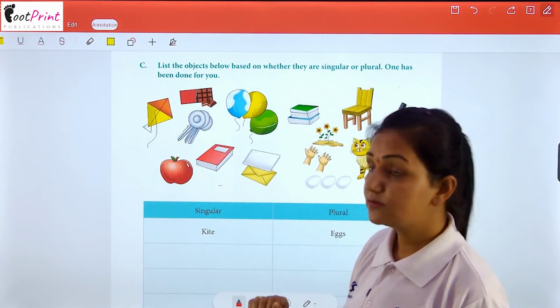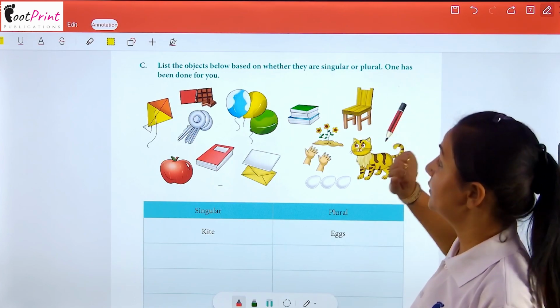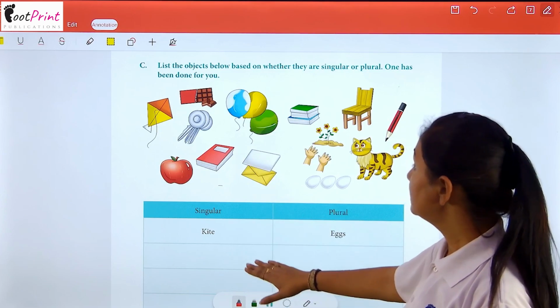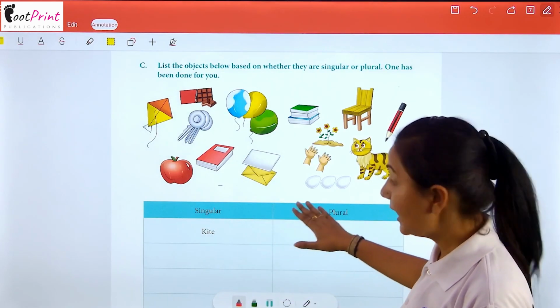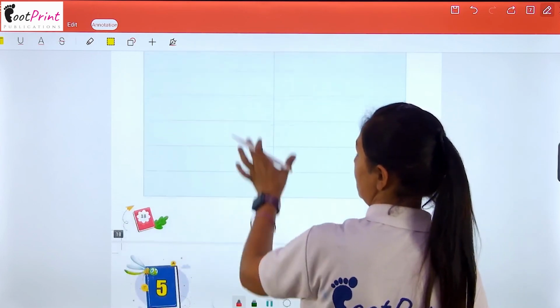Your question number 3. List the objects below based on whether they are singular or plural. One has been done for you here. You have to just write down the singular objects this side and the plural objects this side. Okay?